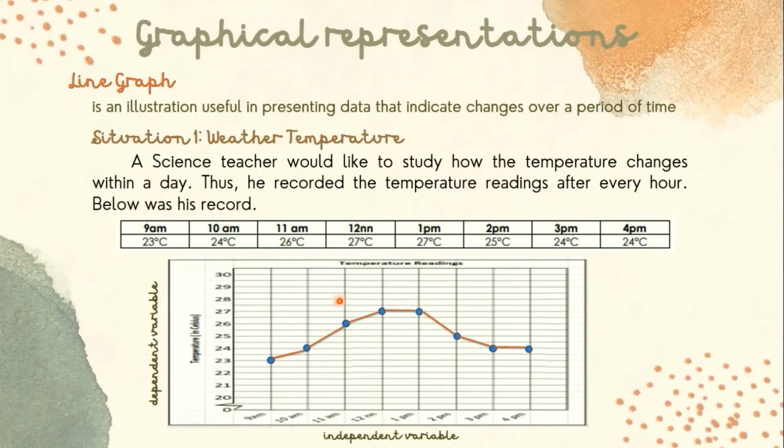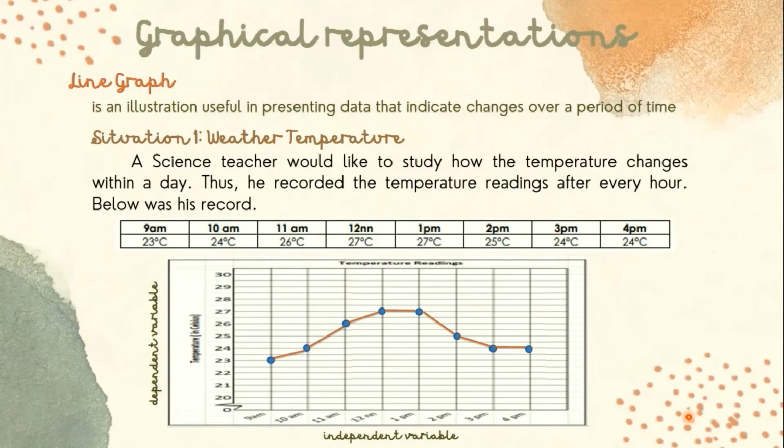Looking at this line graph, we can answer some questions. What is the lowest temperature between 9 a.m. until 4 p.m.? Ang pinakamababa dito sa plotting natin ng line graph ay 23 degrees sa 9 a.m. Yun yung ating lowest frequency.